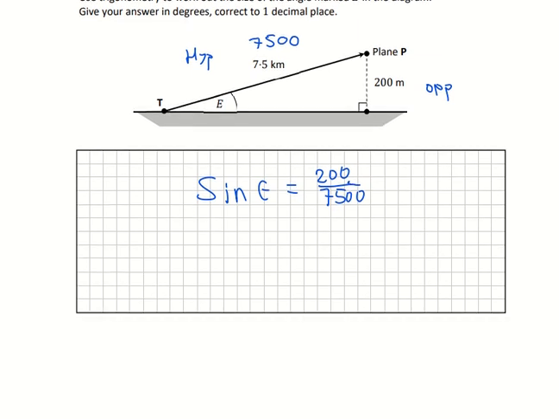Then to get E by itself, we're going to move that sin across the equal sign. It will become sin inverse of 200 over 7,500. That'll be it. We're just going to use the calculator, and you should get 1.5, and that's it.